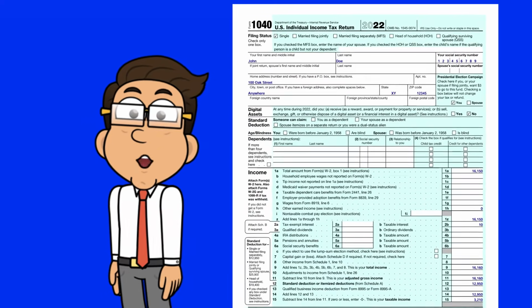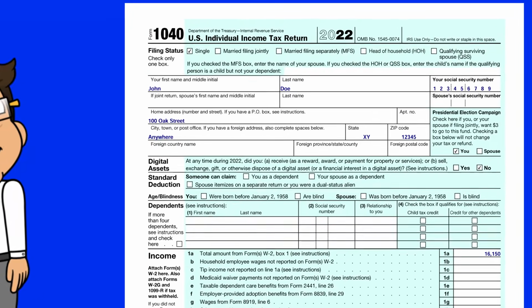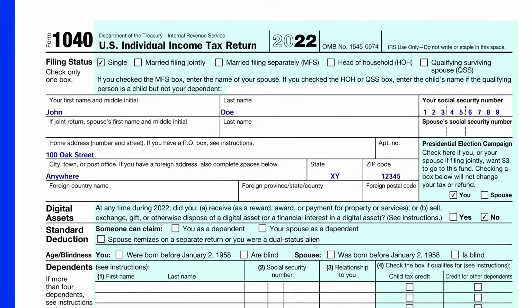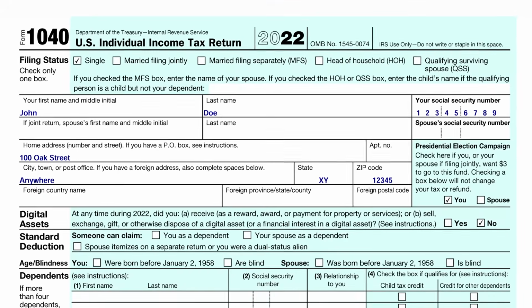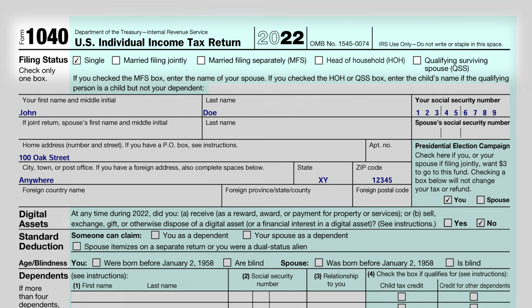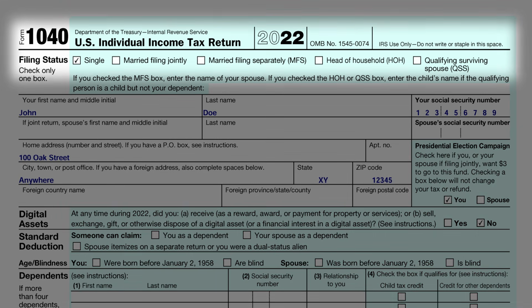Now, let's take a look at the details of the example tax form to see how it looks. We will step through some of the more common lines for the 1040 to help give you an idea of what information you will need to fill out. This is Form 1040, the U.S. Individual Income Tax Return, for the tax year 2022. This example form has been filled out for John, who is single.